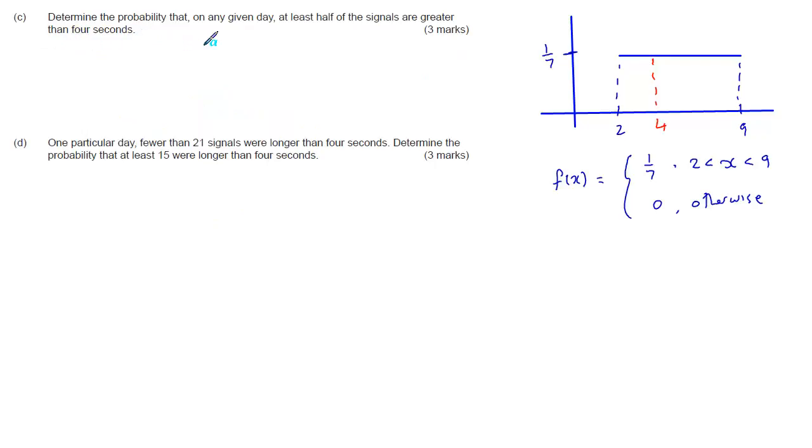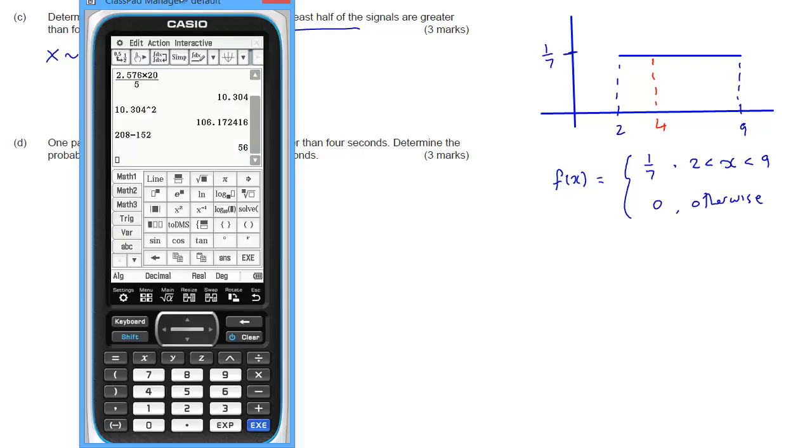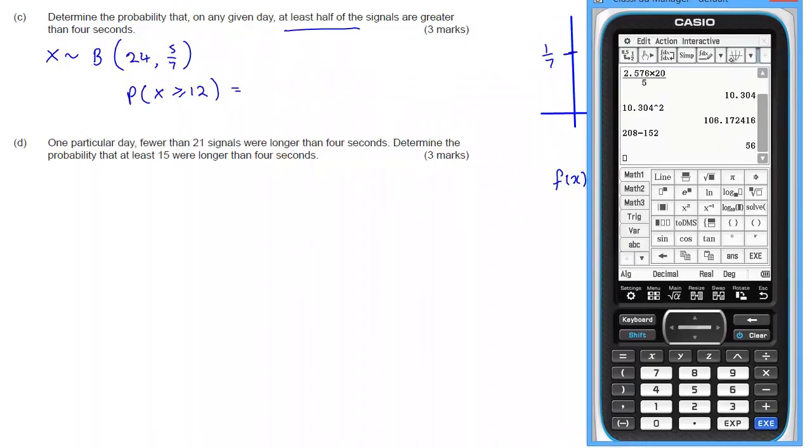Determine the probability that, on any given day, at least half of the signals are greater than 4 seconds. Now they're sending one an hour, so that means we have 24 signals in a day. The probability of being longer than 4 seconds is 5/7, and we should be able to see that this is a binomial distribution. 24 trials, probability of success 5/7. At least half the signals is the probability that x is greater than or equal to 12. So we're going to be using a binomial distribution.